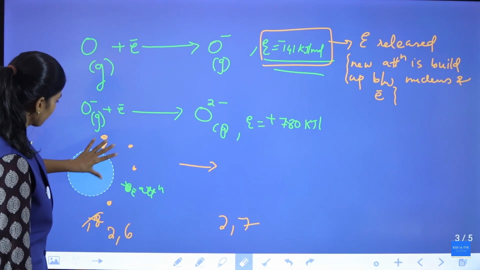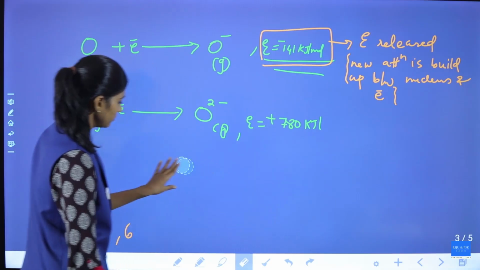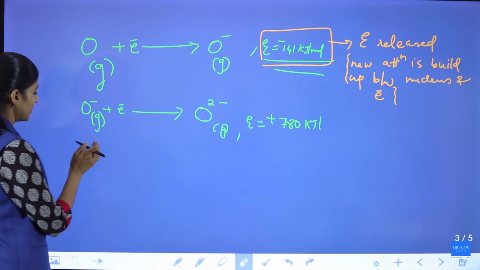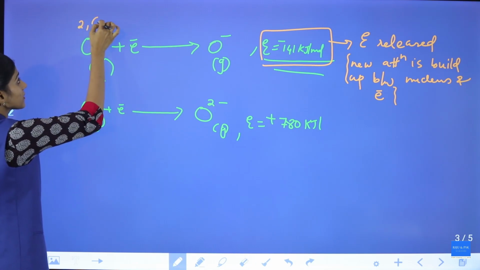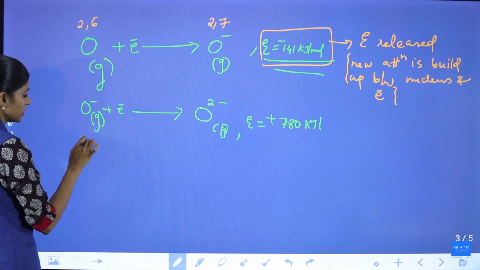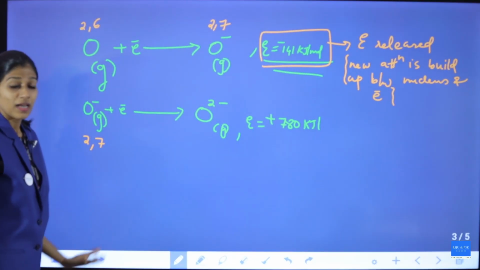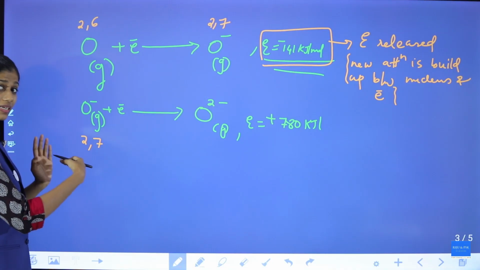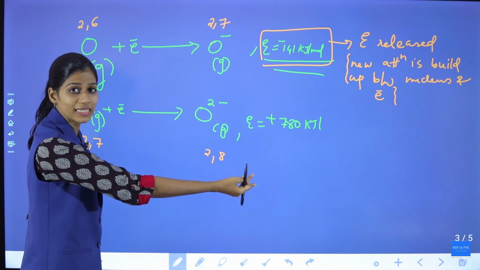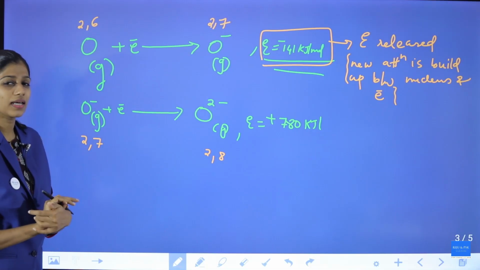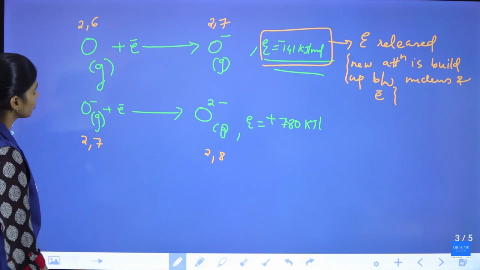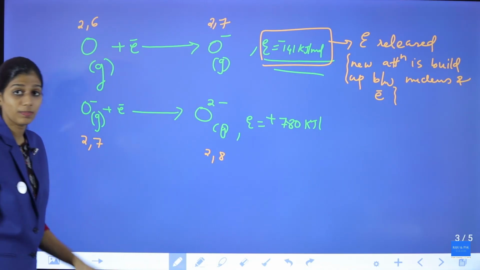Second process. Here it was 2 6 for oxygen gas, and it became 2 7. So O minus has the 2 7 configuration. One more electron can be added. Why? Because then it becomes 2 8, which is the configuration of a noble gas. Everyone wants to complete the octet. So one more electron can be added to this system, and it suggests it is actually positive.